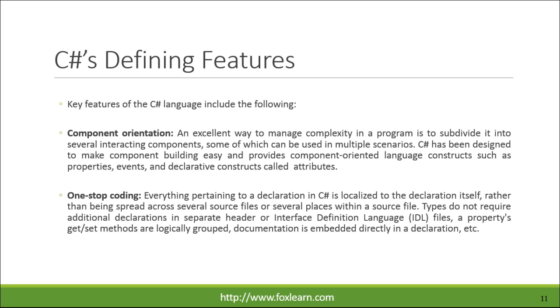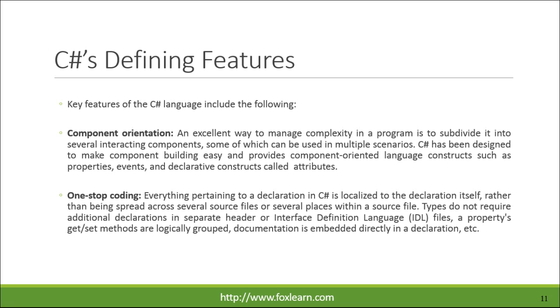Component orientation. An excellent way to manage complexity in a program is to subdivide it into several interacting components, some of which can be used in multiple scenarios. C# has been designed to make component building easy and provides component-oriented language constructs such as properties, events, and declarative constructs called attributes.